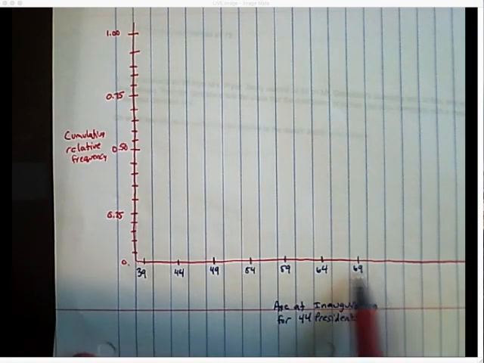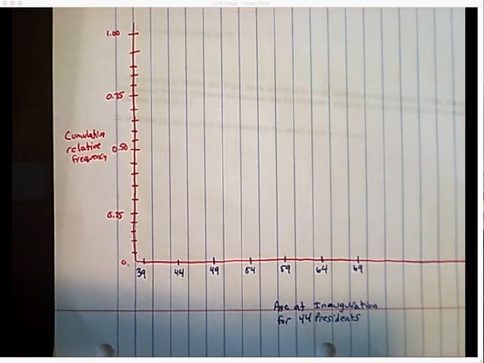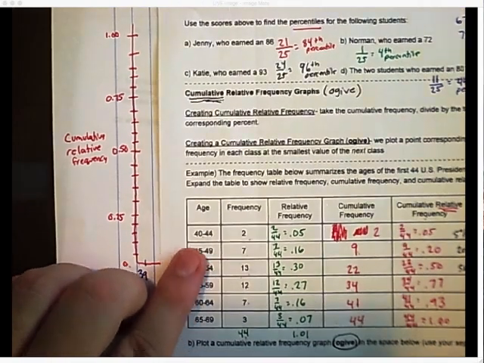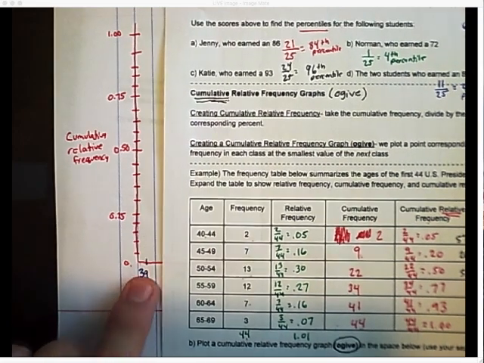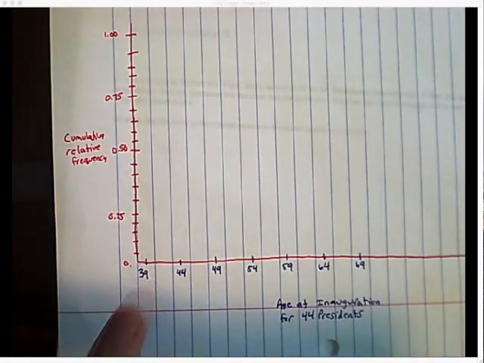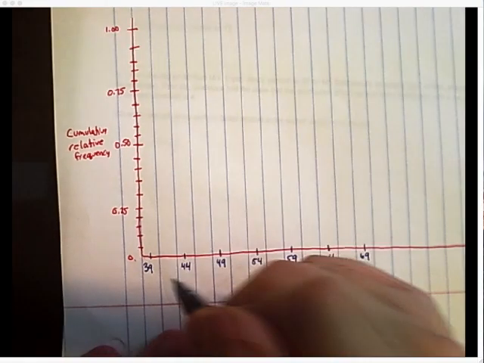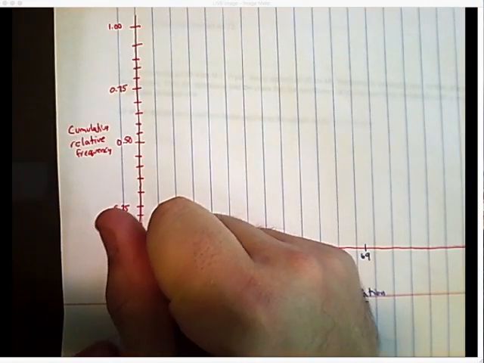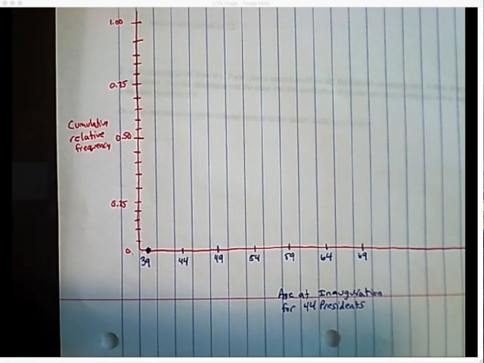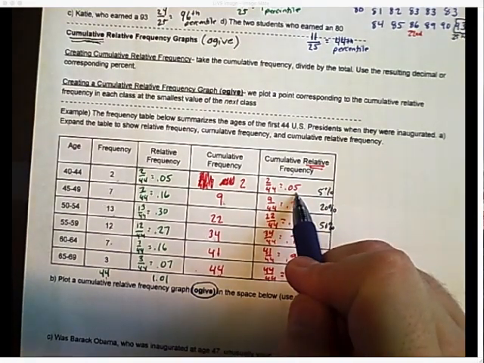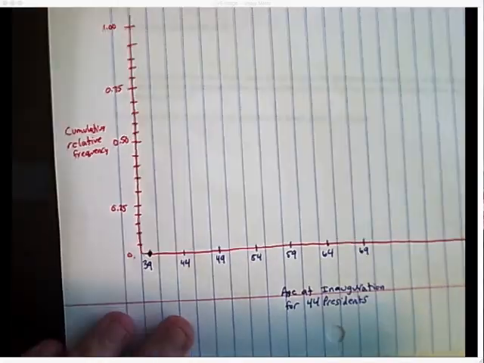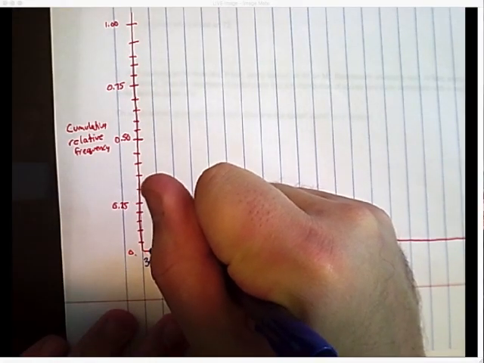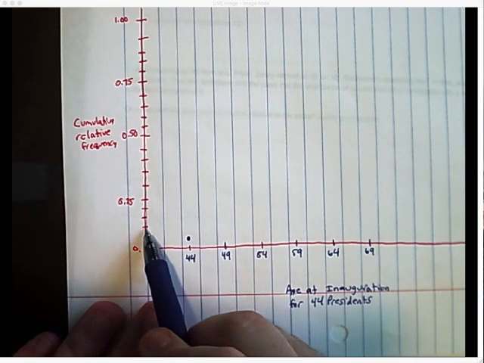And on this axis, we're going to put the last age that fits into that bin. Okay, so since the table starts with 40, there's no presidents that started at 39. Okay, there's no president that was inaugurated when he was 39. And that's not me being sexist, because all the presidents so far have been men. Okay, so nobody was 39. Now, how many were 44 or younger? We have it right here. It's 5%, okay, or 0.05. So above the 44, I'm going to go to 0.05. Now, the way I scaled, every tick mark is 0.05.